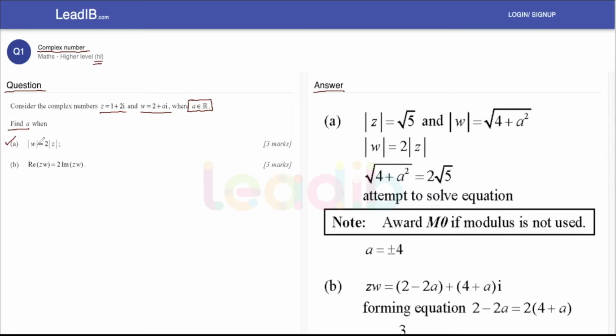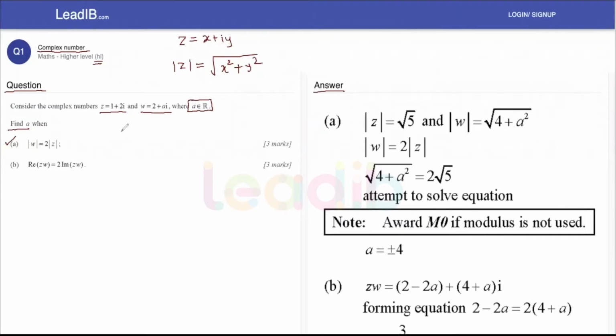So we have mod of W is equal to 2 times mod of Z, and that is given to us. Now, first you have to understand that if you have a complex number Z equal to X plus iY, X is the real part and Y is the imaginary part. Whenever you want to find mod Z, or modulus of Z, it is simply the square root of the real part squared, X squared, plus the imaginary part squared. For the imaginary part, you take the term that comes with i. So you take Y and then Y squared. That's the basic idea.